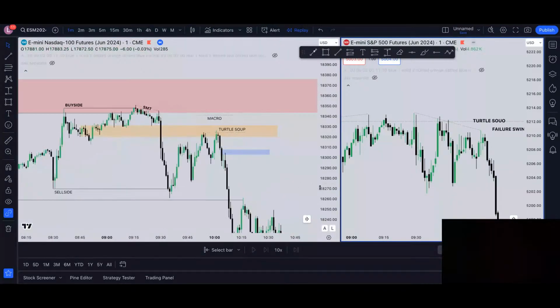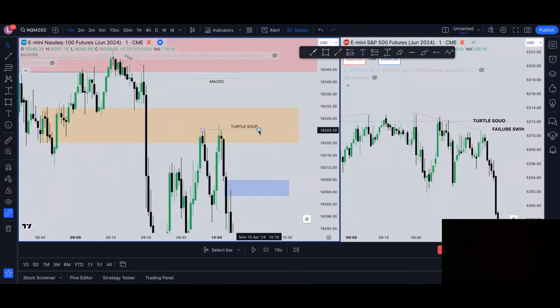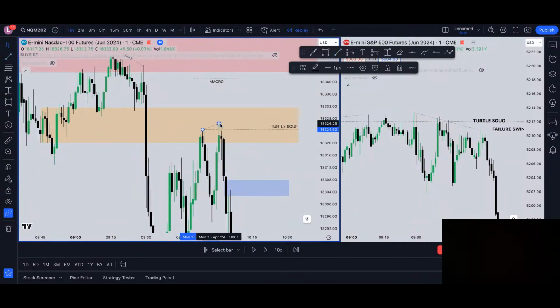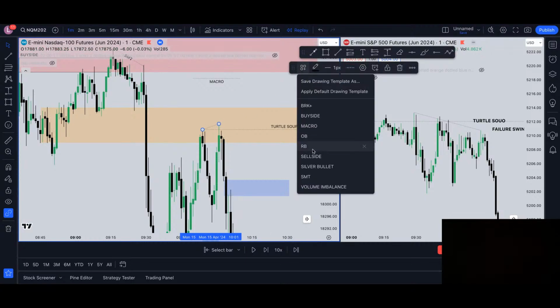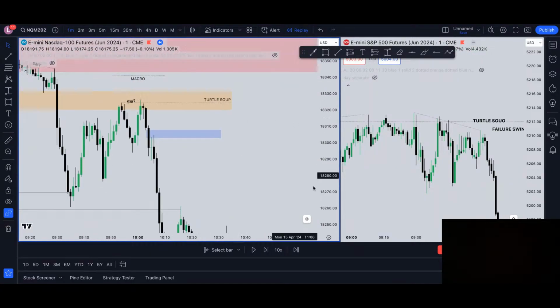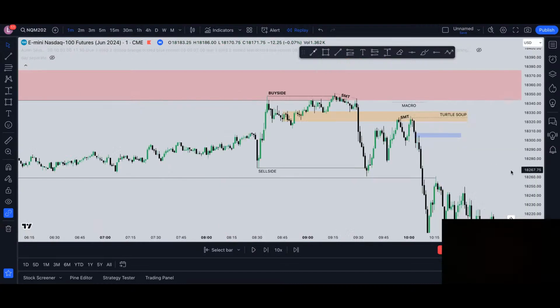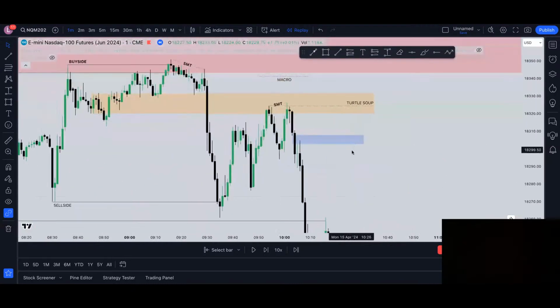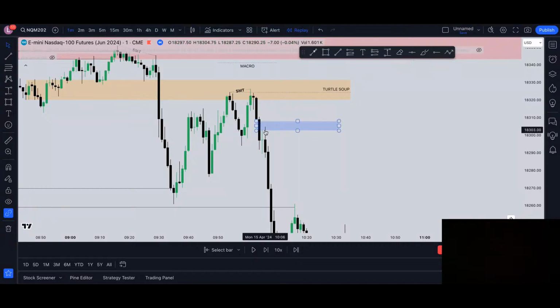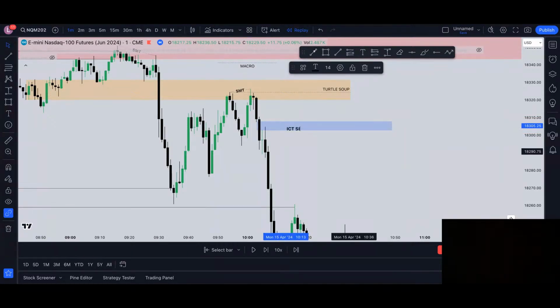And this small little SMT on 1 minute over here. If you didn't take a trade over there on the breaker, you can take an entry on this fair value gap. Also, ICT silver bullet.